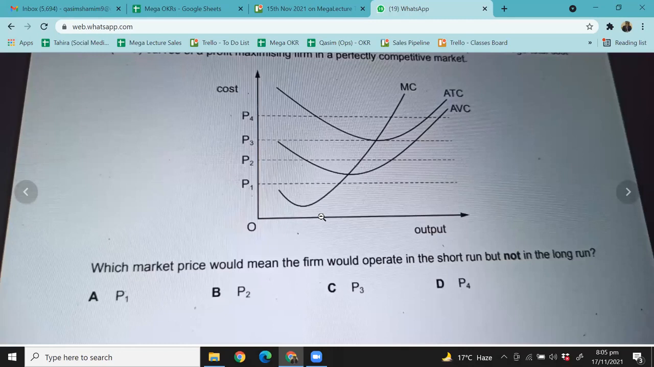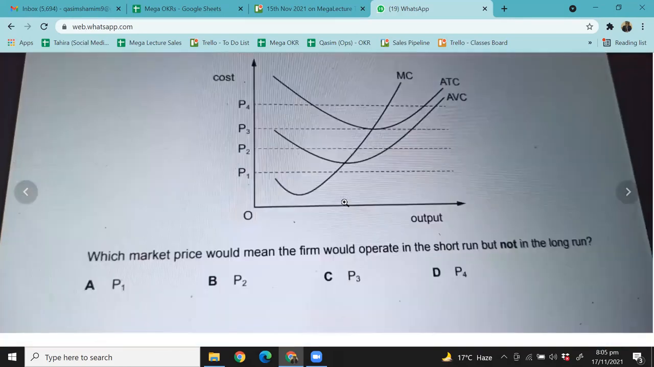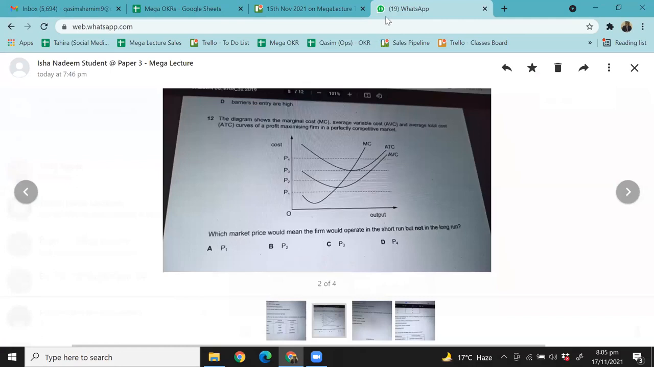If the price is P1, you are not even covering your variable cost, because what is the minimum variable cost? The minimum variable cost is over here. Students, are you getting me? It's somewhere over here, so it's above P1, right? So P1 is the price where you will just exit the market. Why? Because you're not even covering your variable cost, which means you're not even covering the cost of producing a good.